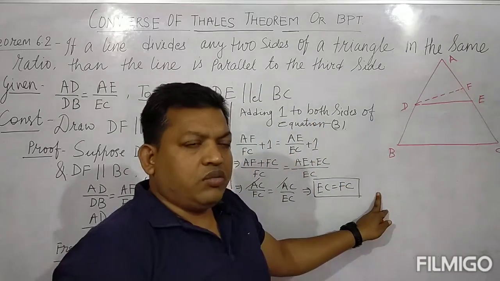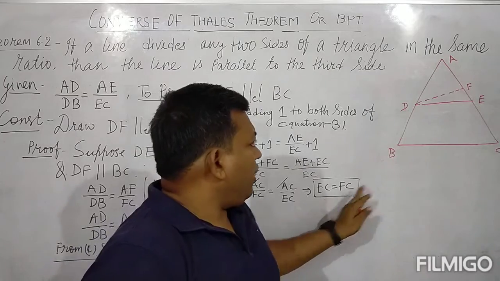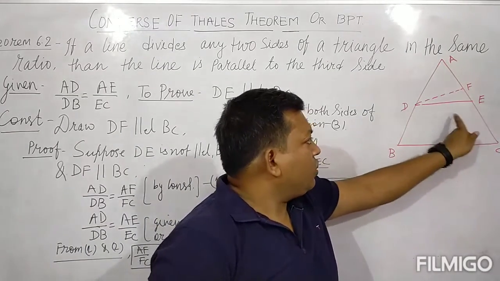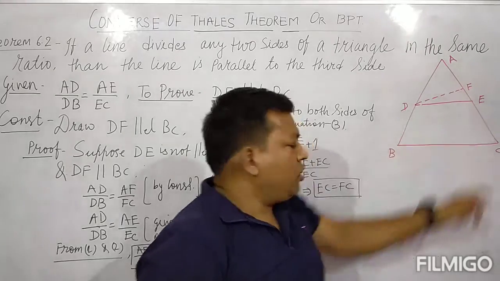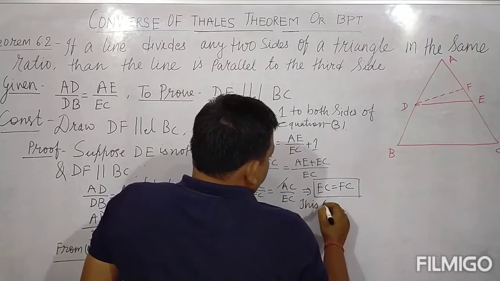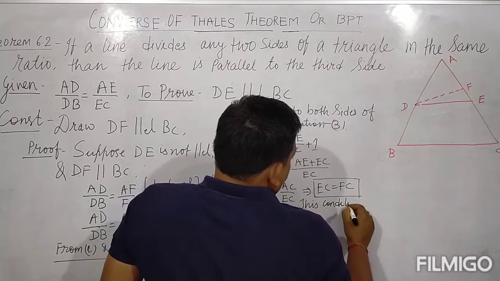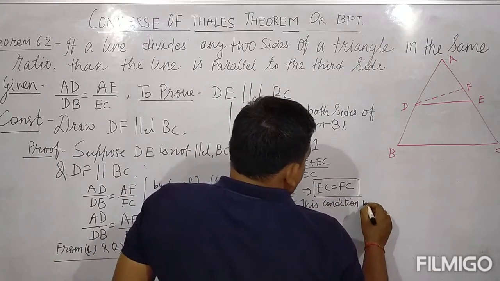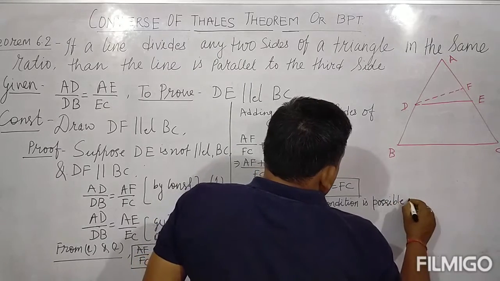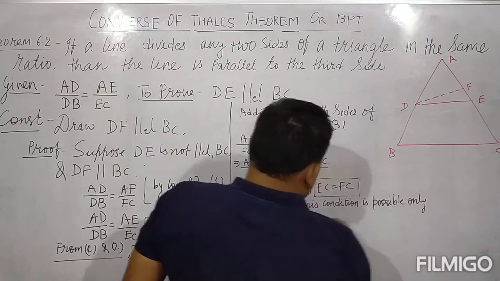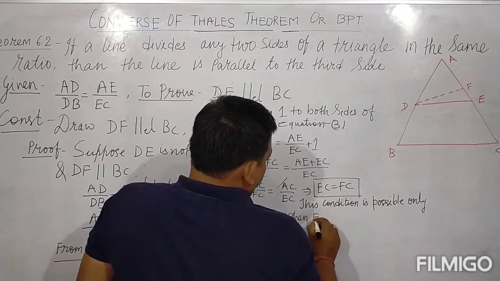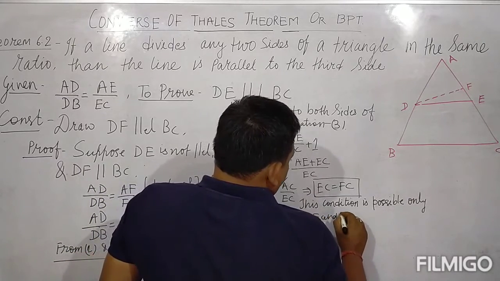This condition is possible only when E and F are the same point. If EC and FC are equal, it shows that E and F are the same point. So we will write this condition is possible only when E and F are the same point.